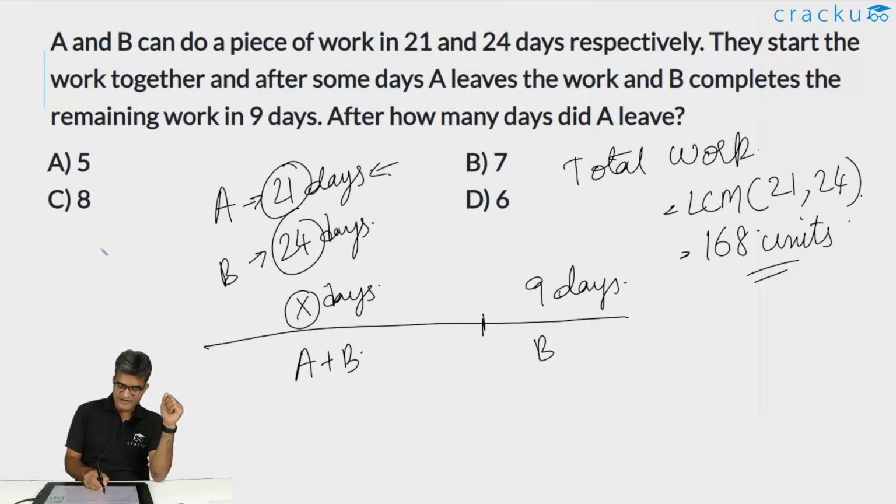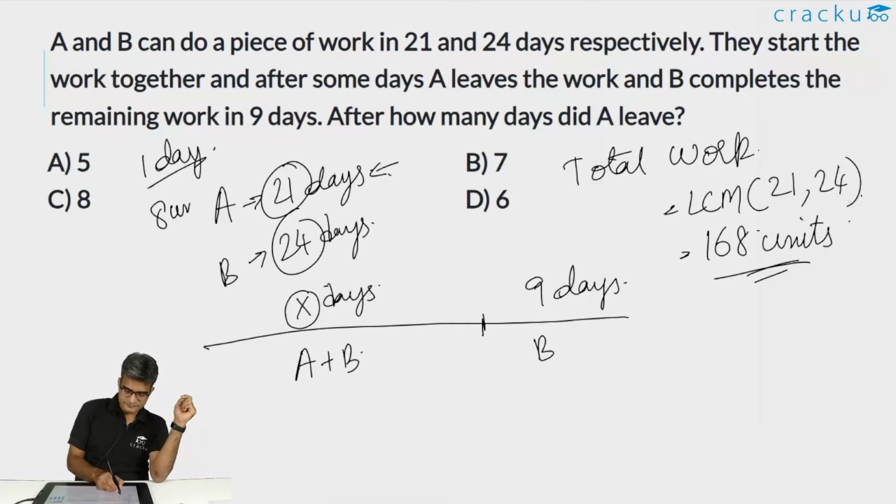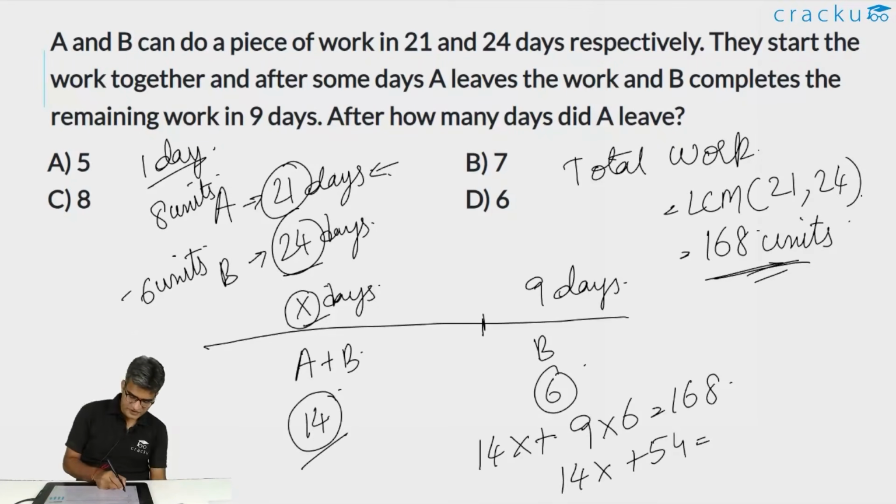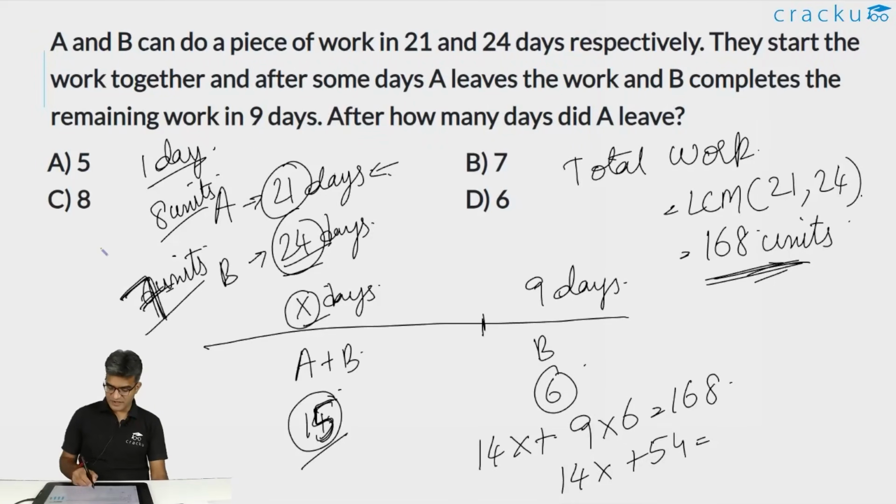A does it in 21 days. So in 21 days, he is doing 168 units of work. So in one day, the amount of work done by A is 8 units. And in one day, the amount of work done by B is 168 divided by 24, which is 7 units. So if both of them are working together, 8 plus 7, that is 15 units of work is done by them. If B alone is working, he does 7 units of work.